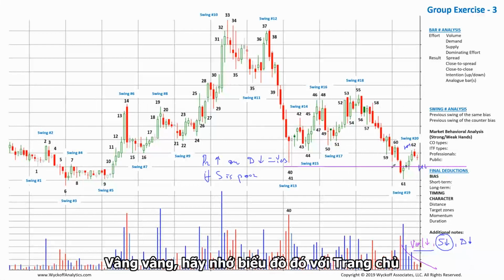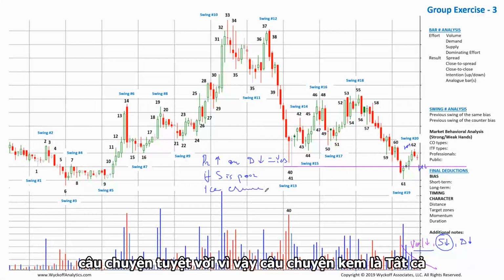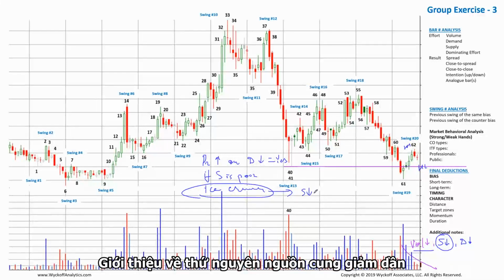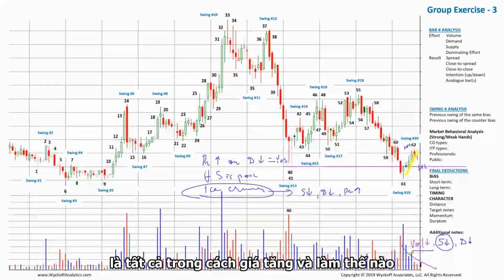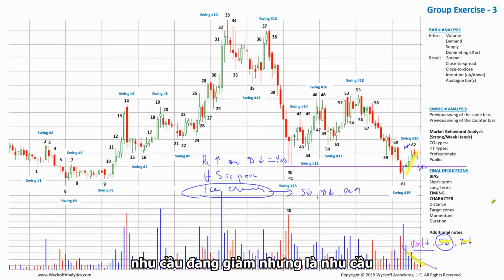Yes. Remember that chart with Home Depot? Remember the ice cream story? Yes, great story. The ice cream story is all about diminishing supply, diminishing demand, and yet the price is going up. So kind of the same here. But there are two concepts here. The ice cream concept is all in how the price goes up and how the volume, with the supply and the demand, are going down.